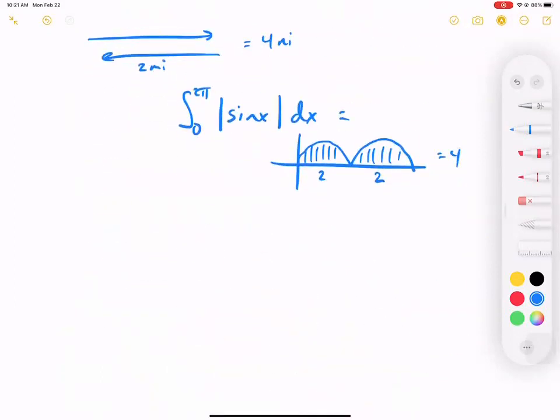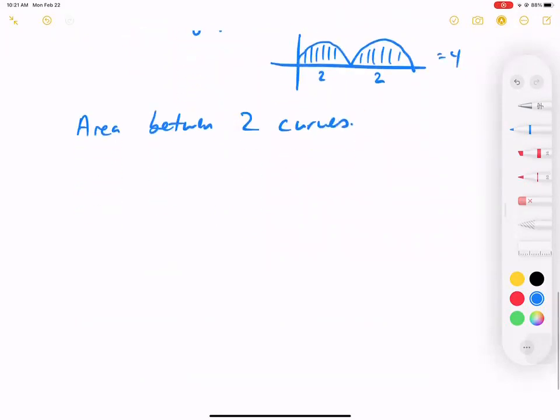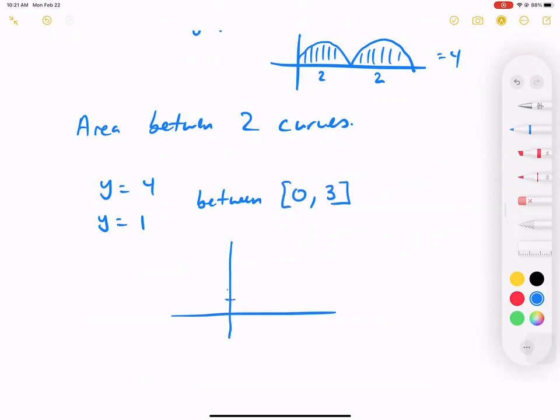Now, the next thing is we have one more thing we want to cover, and that's the area between two curves. Area between two curves. Now, I'm going to give you guys the most basic example possible. Y is equal to 4 and y is equal to 1 between 0 and 3. Okay? So here's a graph. Y 1, 2, 3, 4. This is the graph for 4. This is the graph for 1.